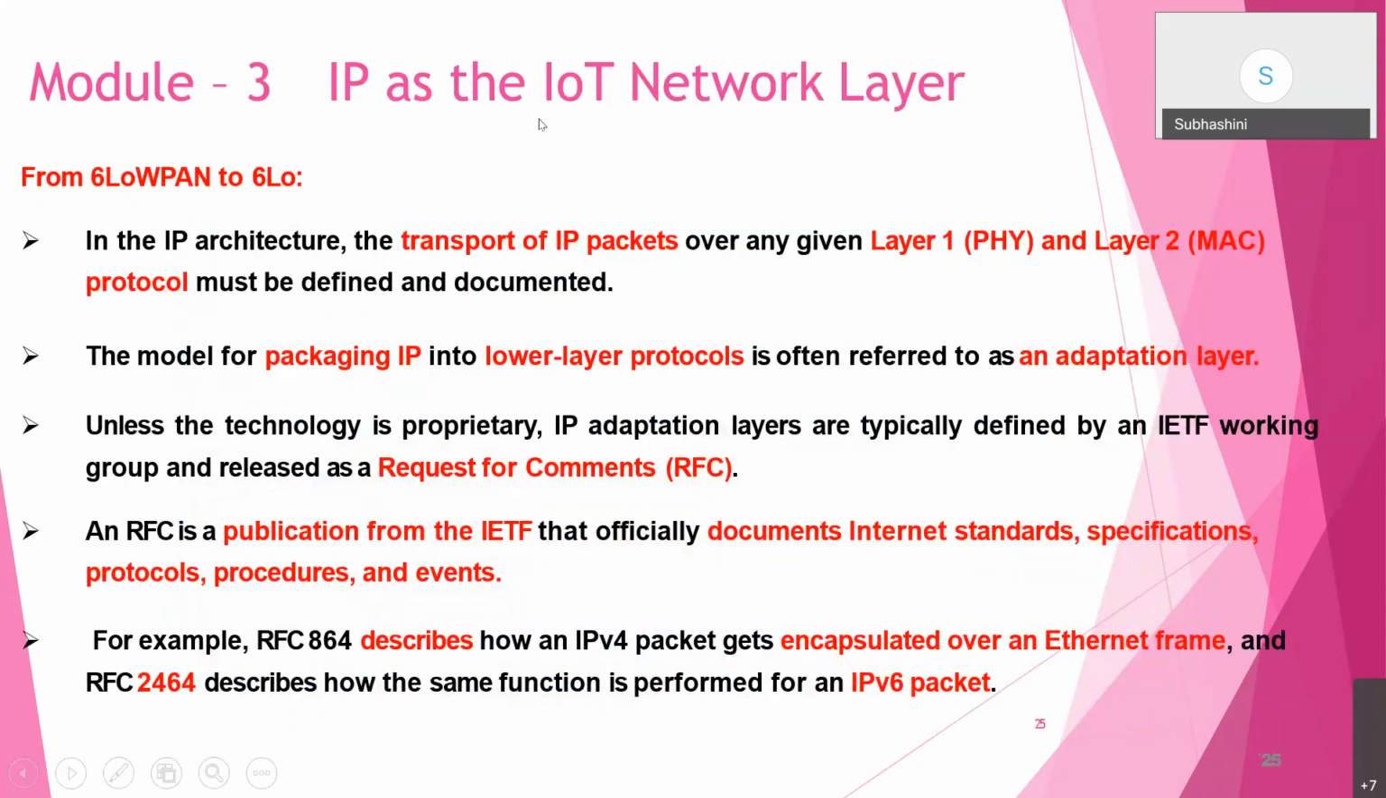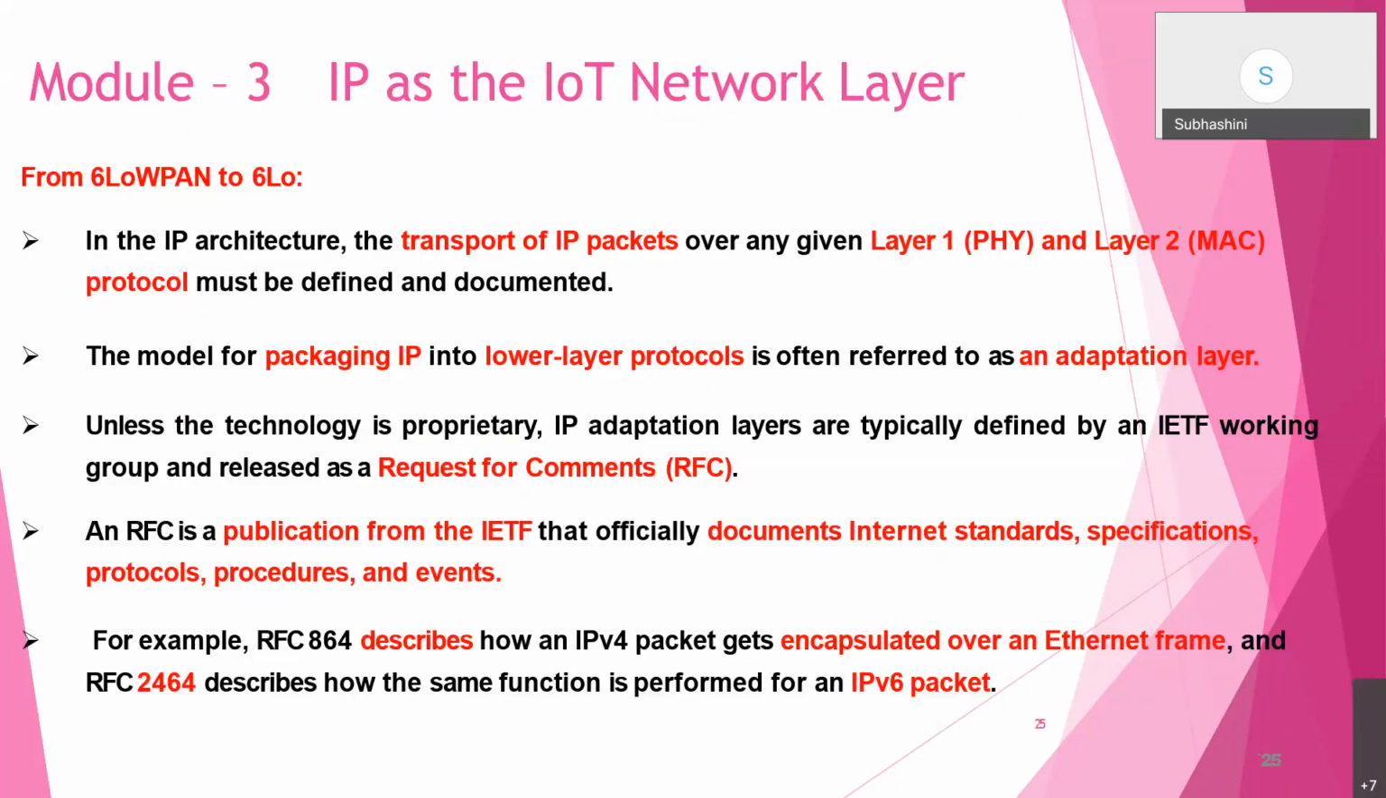In order to optimize IP for IoT, I require certain standards. What are the standards? 6LoWPAN and 6Lo. 6LoWPAN is the first one and 6Lo is the second one. These two are standards available for optimizing IP for the IoT. All these standards are defined under RFC. What does RFC mean? It's a request for comment, which is available from the IETF, the Internet Engineering Task Force.